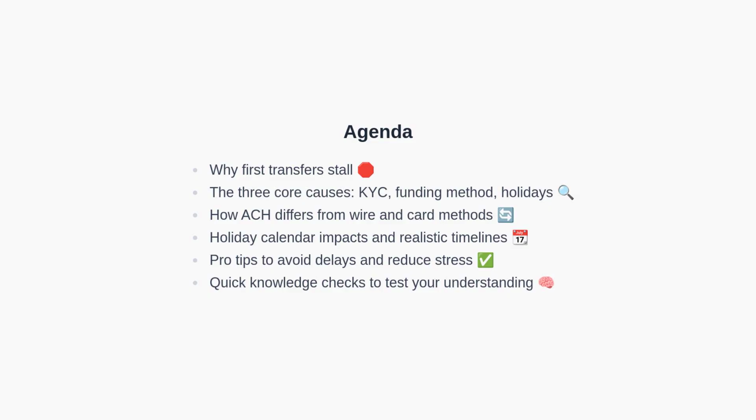Here is our roadmap. First, we will outline why first transfers stall. Next, we will examine the three core causes: KYC requirements, funding method speed, and holiday schedules. Then, we will compare ACH versus wire and card. After that, we will see how holidays stretch timelines. Finally, we will finish with actionable tips and short quizzes to cement your understanding.